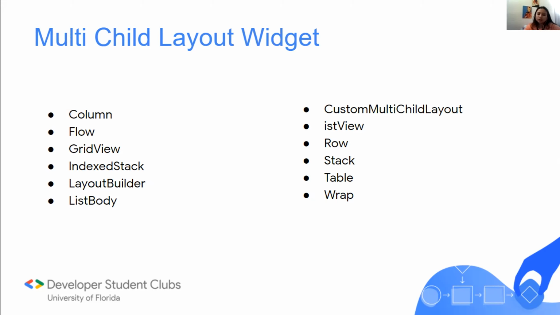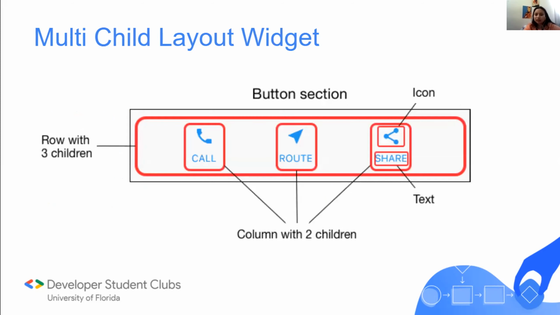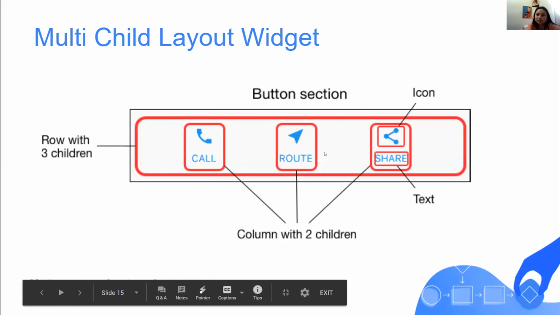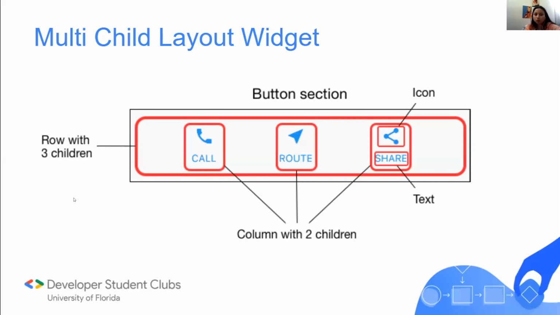So I'll just show you a basic example of how multi-child layout widget works. So here is a small tab which is having call, route, and share buttons. So the tab is basically a row widget, which is a three-child widget. And since it is a multi-child, we can put three children inside, and each has an icon, the image of whatever buttons you have, and also the text you have for that particular icon.